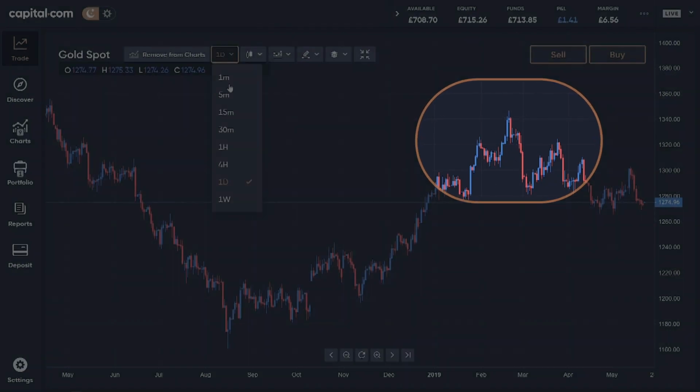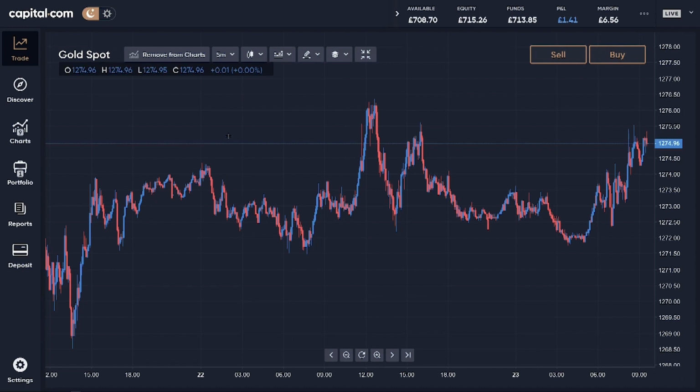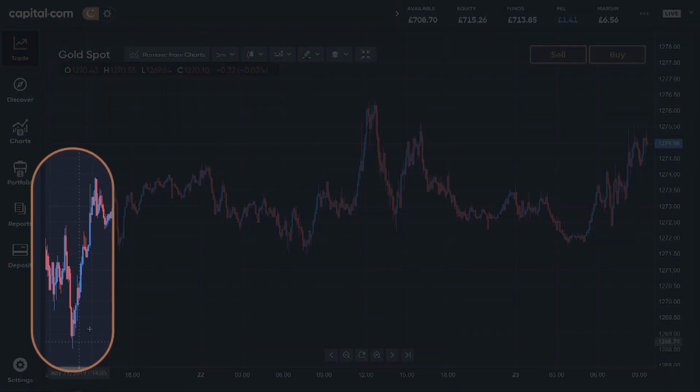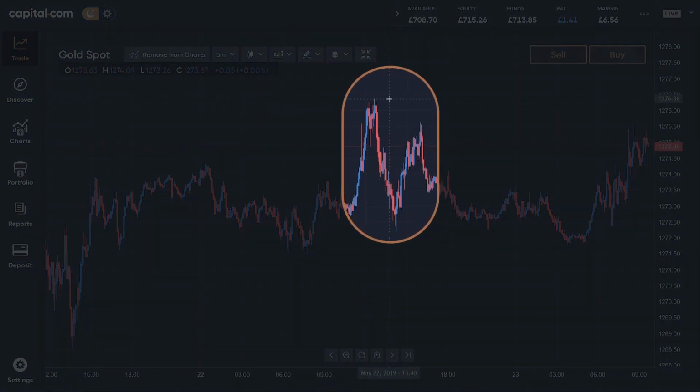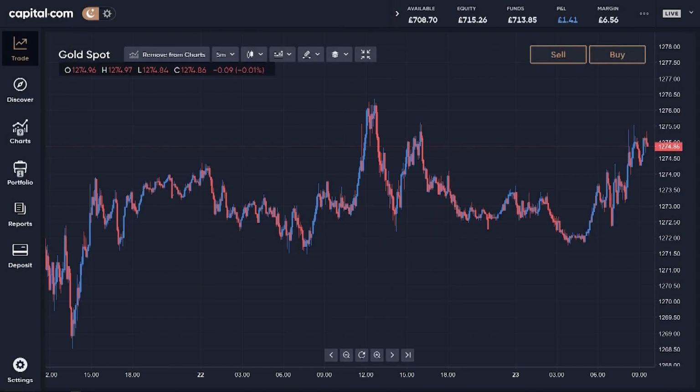And let me just make this a short-term chart so we can see the typical volatility over a couple of days. So we can see even over the last 2 to 3 days, the price has moved from 1268 up to sort of 1276 levels. So there's a reasonable amount of volatility even over the short term, which is a reason why gold is such a popular market with many traders.